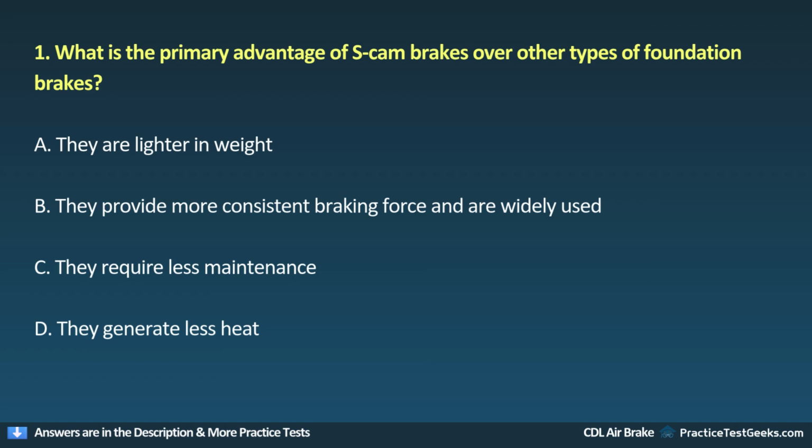1. What is the primary advantage of S-cam brakes over other types of foundation brakes? A. They are lighter in weight. B. They provide more consistent braking force and are widely used. C. They require less maintenance. D. They generate less heat.